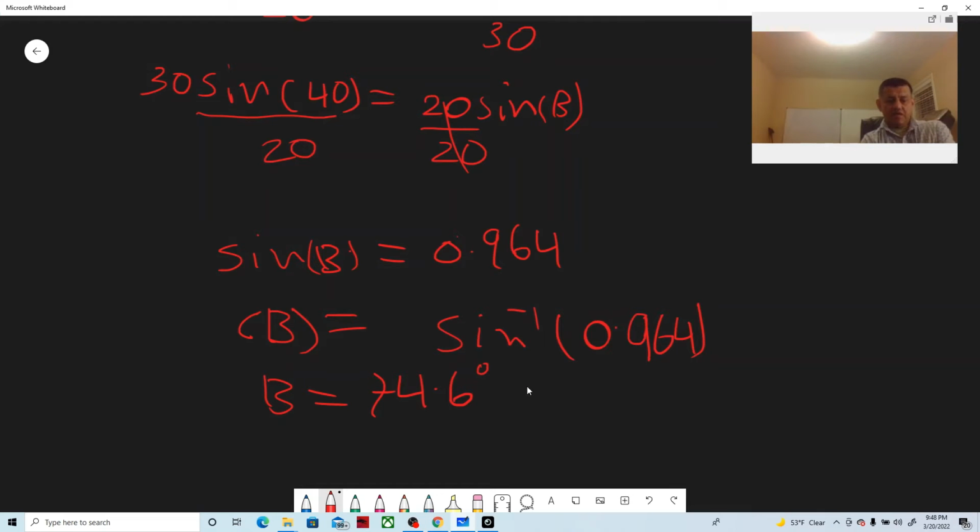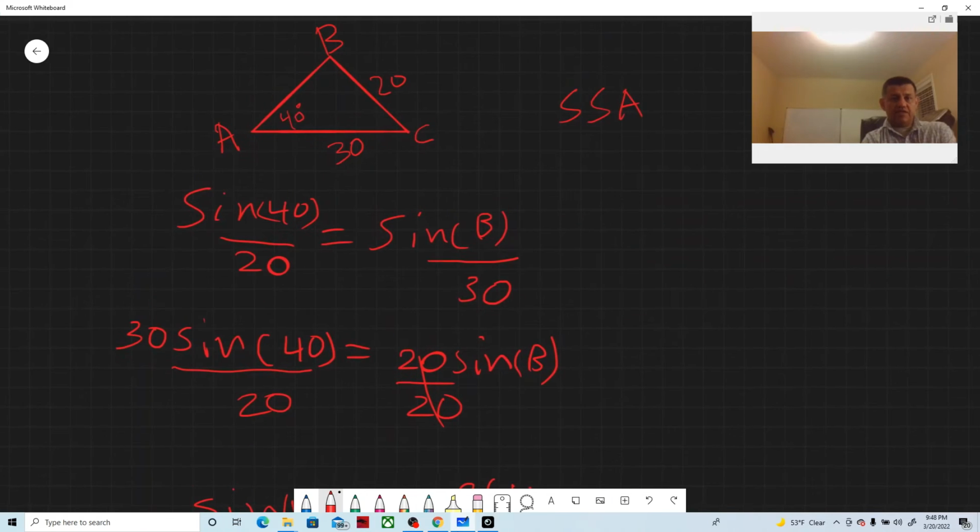Okay? So now we can come over here, and in this triangle right here, we can say that this angle here is 74.6, right? So let me just undo that because it looked kind of off. Okay, so 74.6, right?